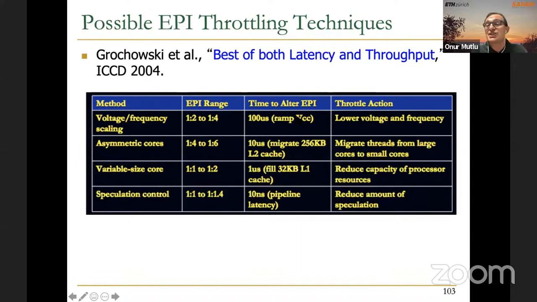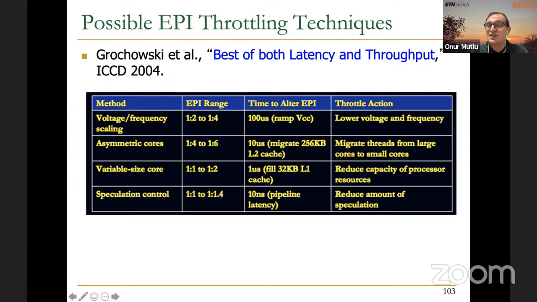And basically the action is to lower or increase the voltage and frequency clearly. So it's reasonably fast, as you can see, right? But it's not as fast as some other options over here. Asymmetric cores give you a larger range, according to this paper. I believe that it's even larger, actually. And time to move the data is actually shorter, as you can see. It's shorter than the voltage ramp up.